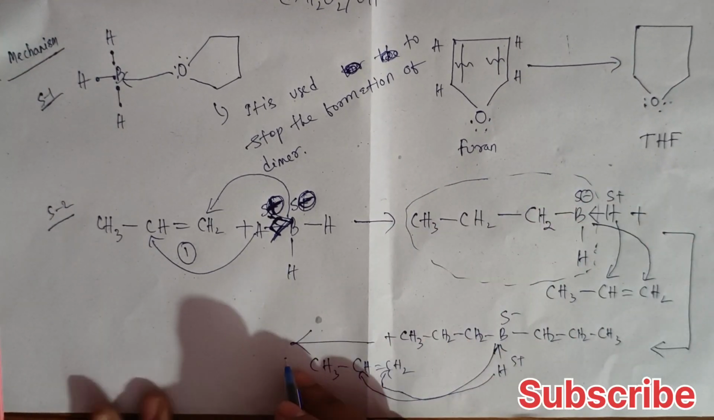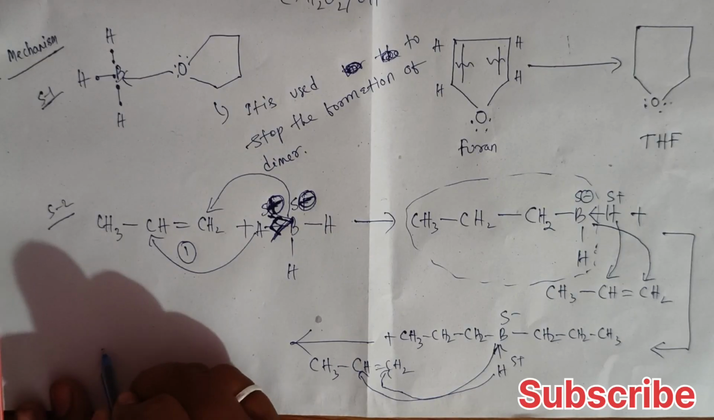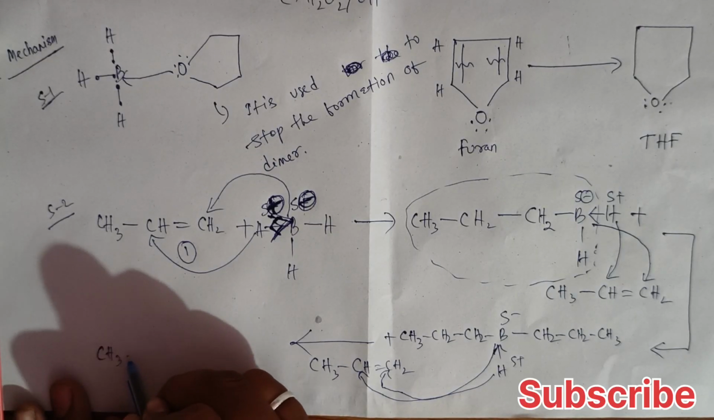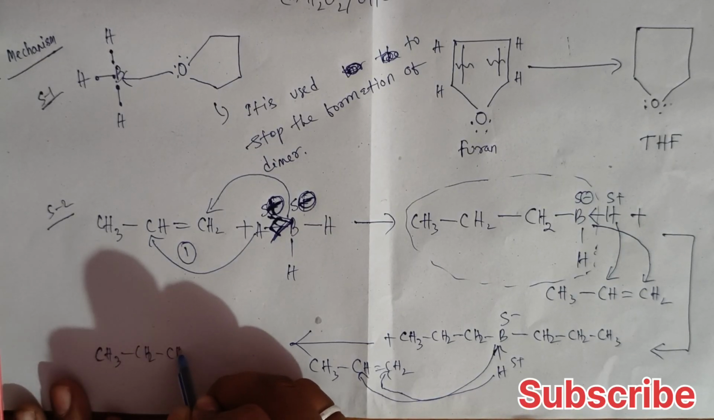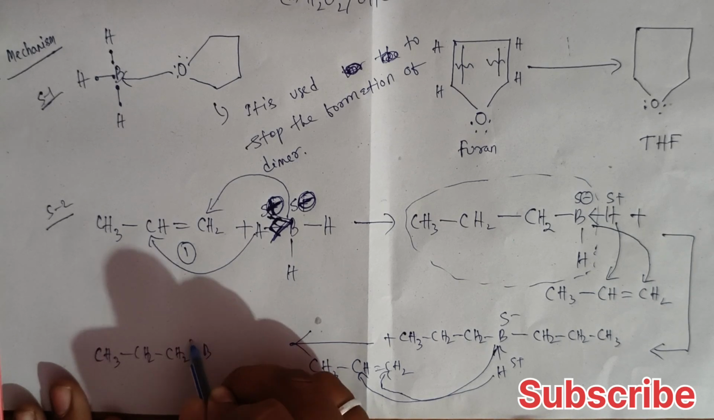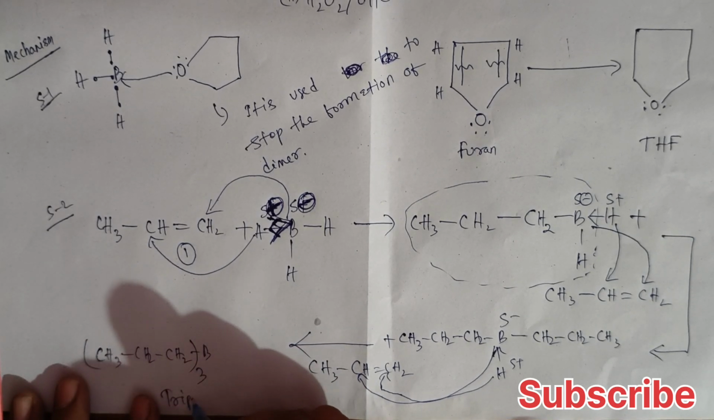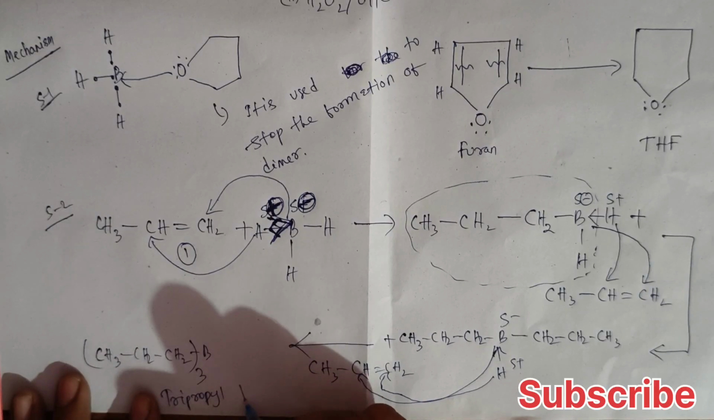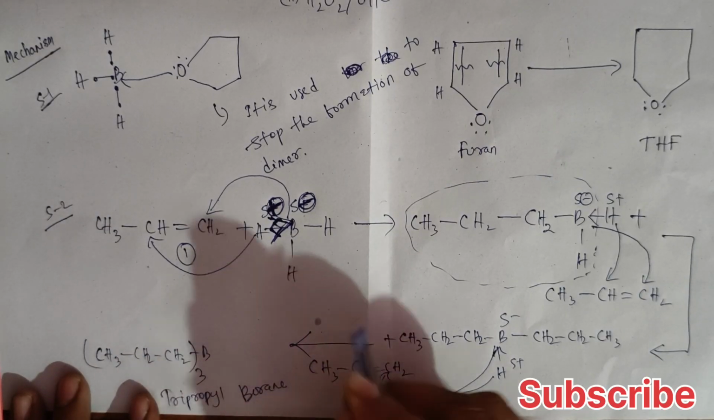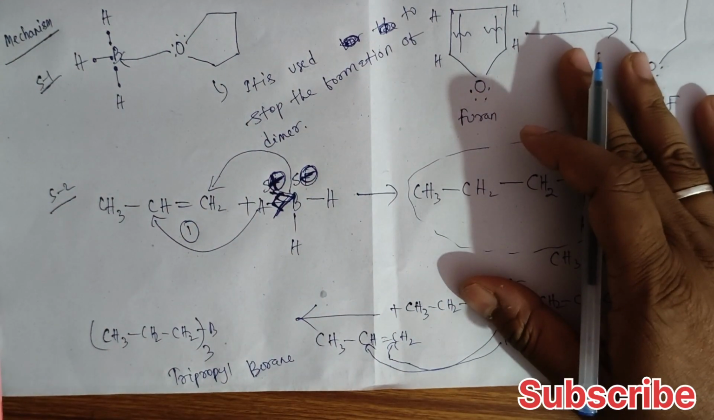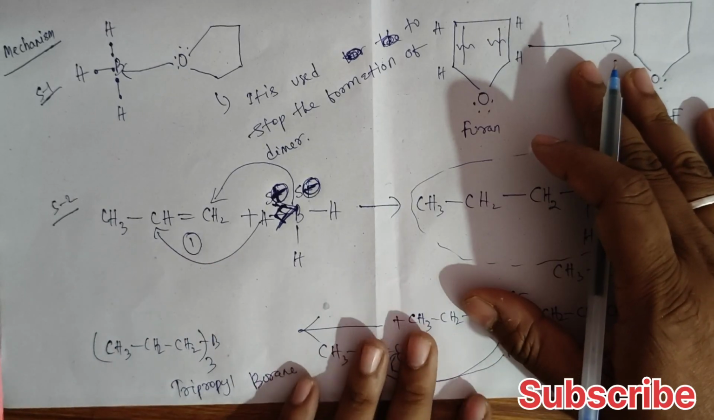So we will get here CH3 CH2 CH2 B whole 3. This is called tripropyl boron. Clear? So this is called tripropyl boron. We will get a structure like this.